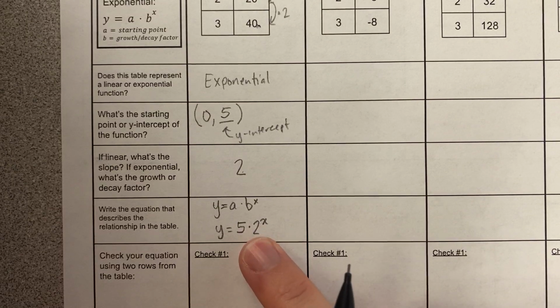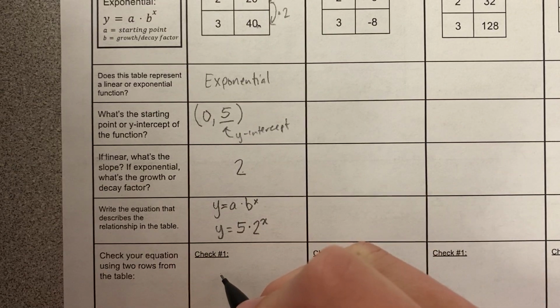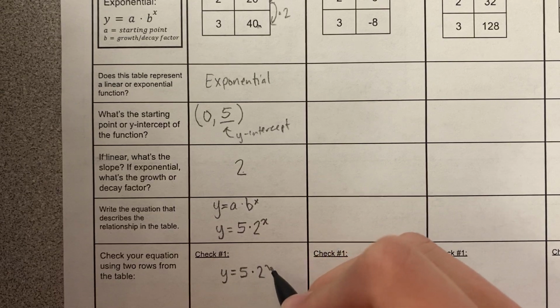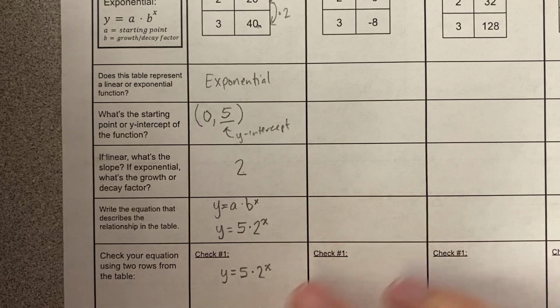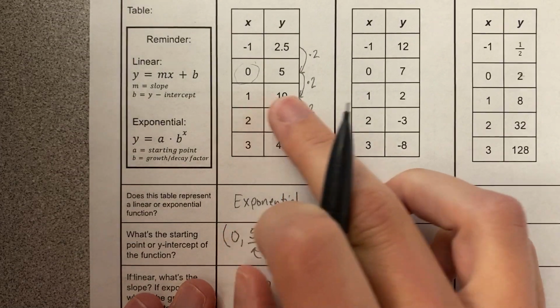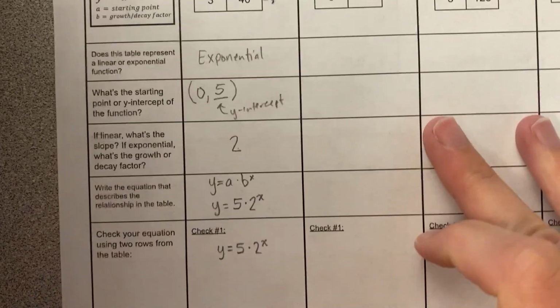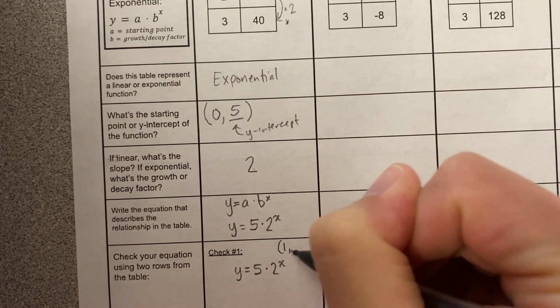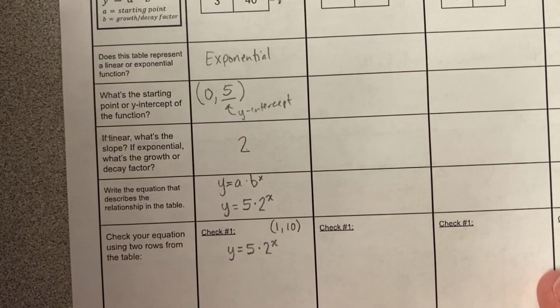And now I'm actually going to check my equation, right? So here's my equation, 5 times 2 to the x. And how am I going to check it? I'm going to check it using 2 rows from the table. So look, I'm going to choose this first row. Or not this middle row, excuse me. I'm going to choose this row. This is an x value of 1 and a y value of 10.